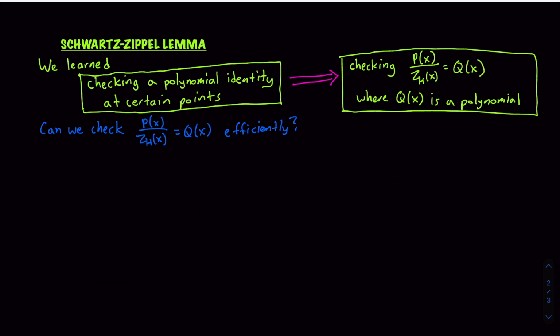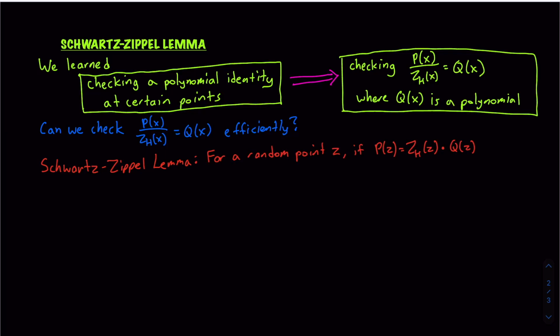This is where the Schwartz-Zippel Lemma comes in. The core idea is simple. Instead of checking a polynomial identity everywhere, the verifier picks a random point z and checks whether the identity holds at that single point z. If it does, then with high probability, the identity is genuinely correct, not just accidentally true at one value. For example, to check whether p of x equals z sub h of x times q of x, the verifier could expand everything out and compare the full polynomials. That approach gives absolute certainty, but it's slow.